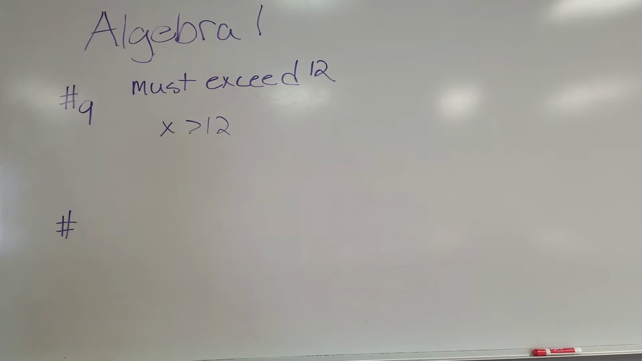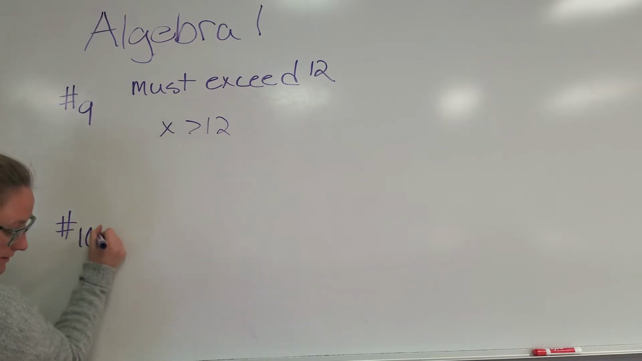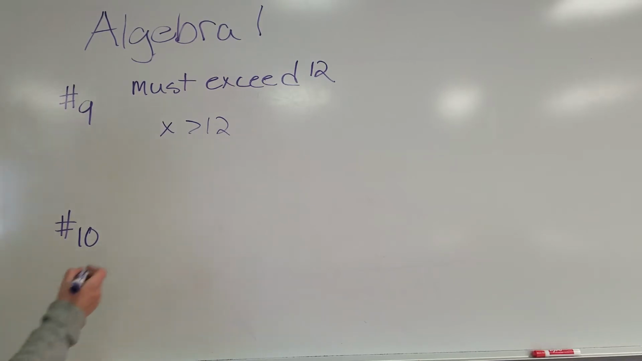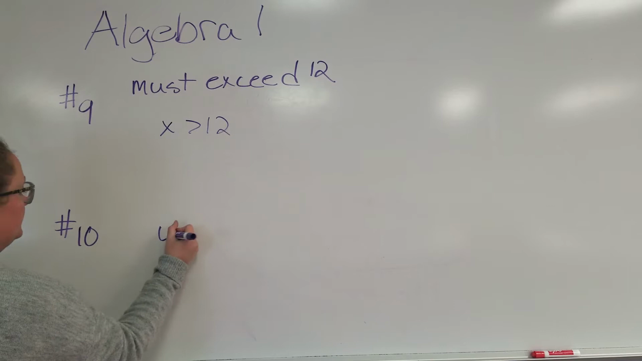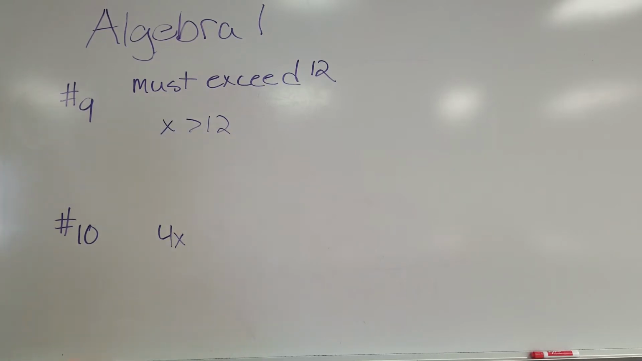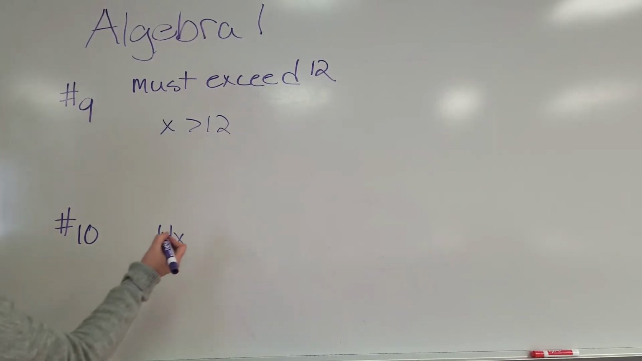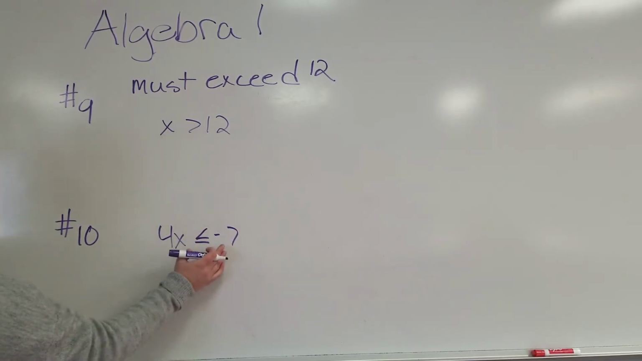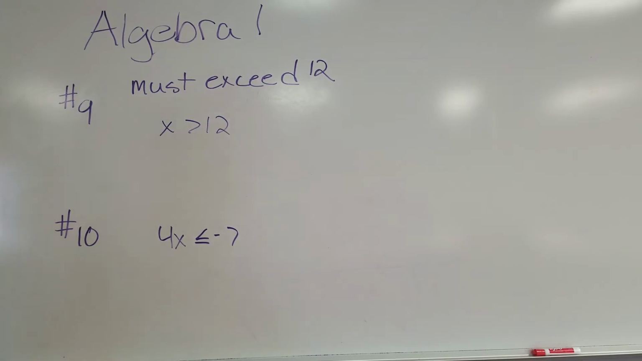Number 10, they ask you to write a sentence for the problem. 4 times a number is at most negative 7. So you have 4 times the number, which is 4x, and then at most it can be negative 7. So it can be negative 7, but it can't be any bigger than negative 7. So it has to be negative 7 or under. So it's got to be less than or equal to negative 7. The highest number it can be is negative 7.